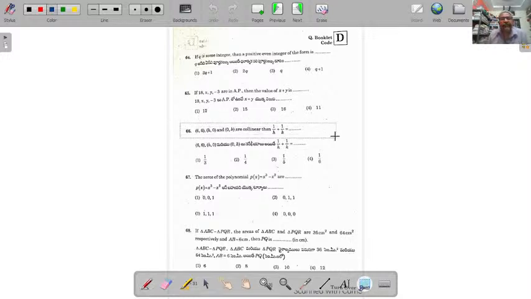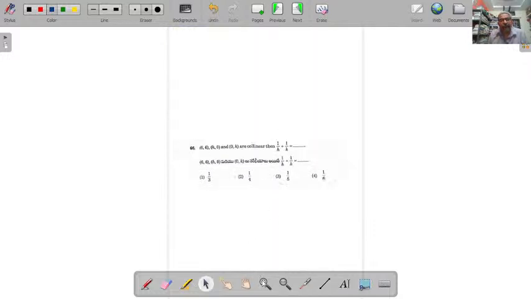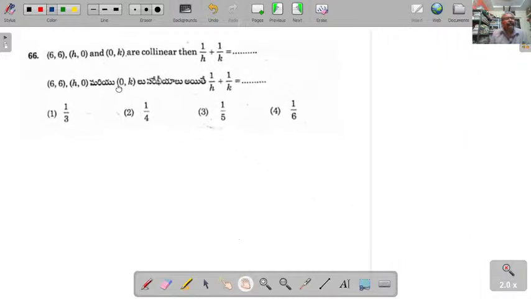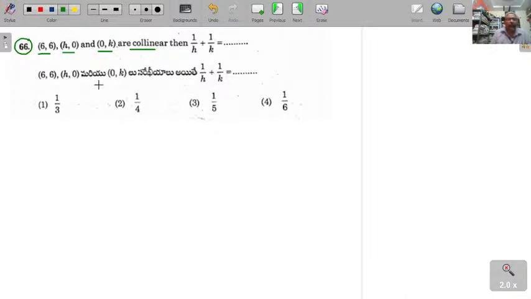Question number 66. Wait for one minute, let me read the question carefully. See here, the question: if (6, 6), (h, 0) and (0, k) are collinear, then find 1 by h plus 1 by k. How to solve this problem? Do you have any idea? You can share with me.